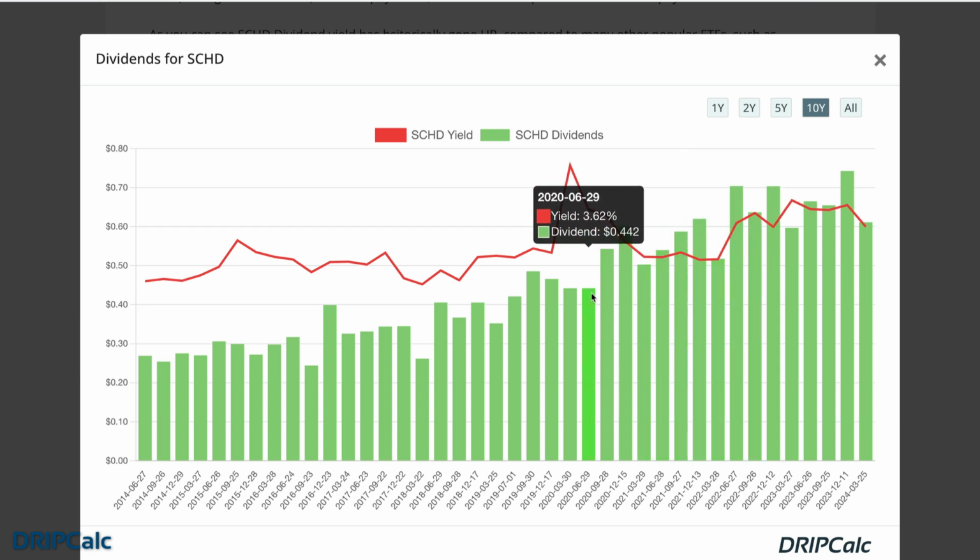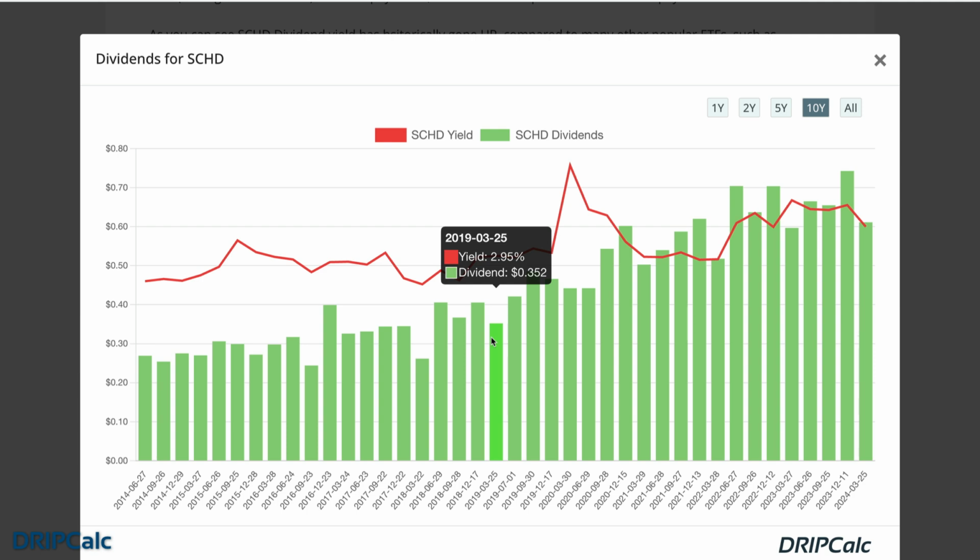Same in 2021. Same in 2020. You see, all the following payments are higher than the first payment of the year, except for over here in 2019, same story. It was 35 cents, and the rest of them went as high as 48 cents. So this is how SCHD works.